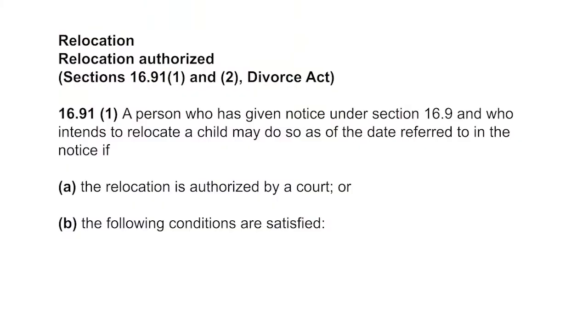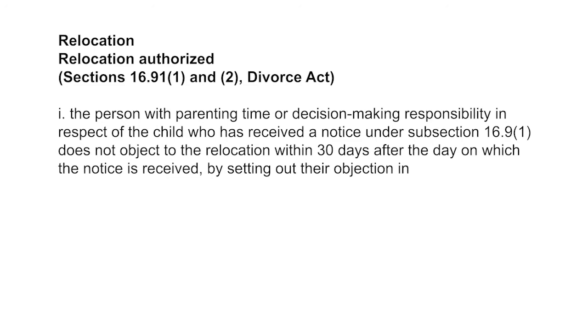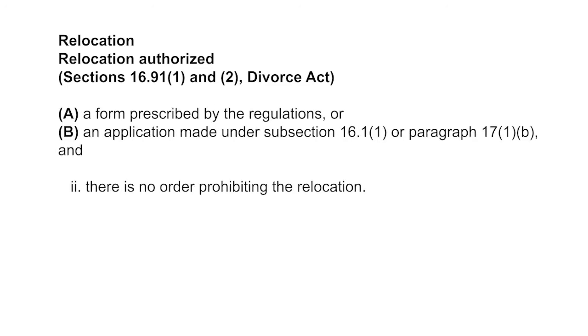So, relocation authorized, section 16.91, subsection 2 of the Divorce Act. A person given notice under section 16.9 who intends to relocate a child may do so as of the date referred to in the notice if the relocation is authorized by a court, or the following conditions are satisfied. The person with parenting time or decision-making responsibility with respect to the child has received notice under section 16.9 subsection 1, and does not object to the relocation within 30 days after the day on which the notice is received by setting out an objection in a form prescribed by the rules or an application made to the court.